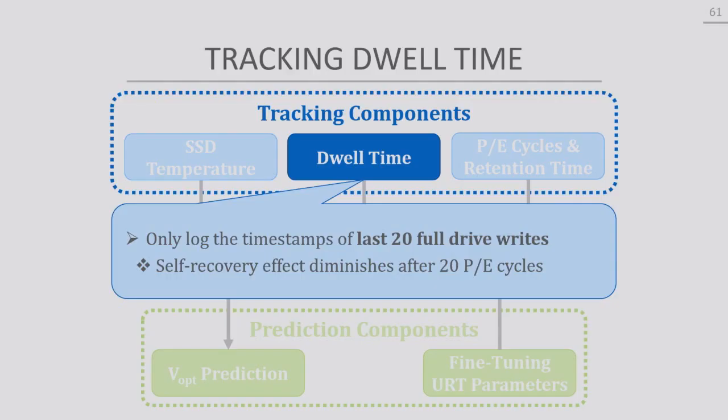And tracking dwell time requires us to only log the timestamp of the last 20 full drive writes. This is because our characterization shows that the self-recovery effect diminishes after 20 PE cycles because it's a relatively temporary effect.